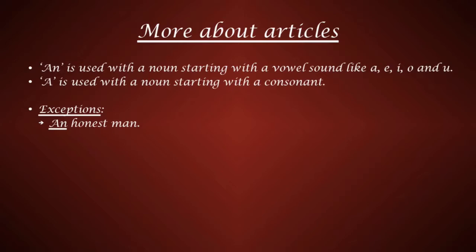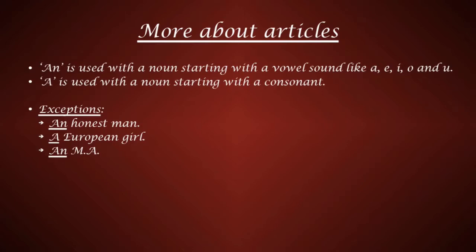Number 2, a European girl. Here, although the word European starts with a vowel E, the word European has a consonant sound. So here, "a" is used before the word European. Number 3, an MA. Here, the abbreviation MA starts with a consonant M. But we have used "an" before MA because the abbreviation MA starts with a vowel sound A.